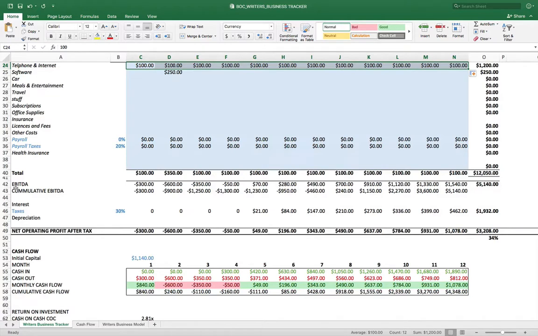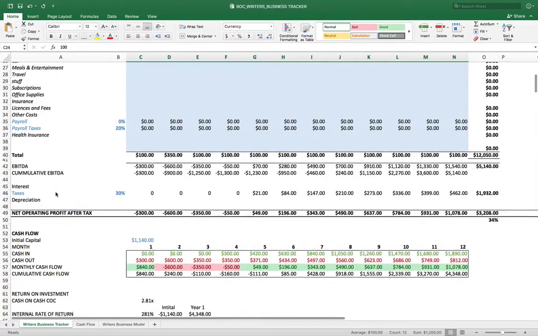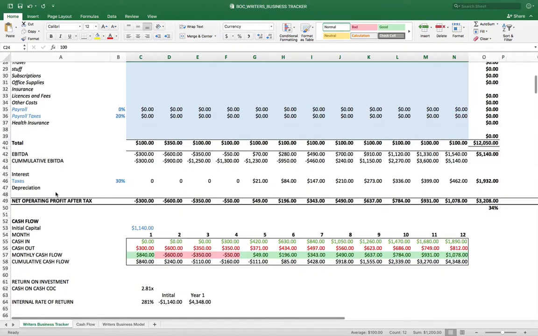So the next thing we get to is what's called EBITDA, which is earnings before interest, taxes, depreciation, and amortization. Well, as we go down through our coursework, you're going to learn what EBITDA is and how it is a way for you to measure the true value of the business you're creating. Right now, pretend like it doesn't exist. We'll get back to it, but it's built into the spreadsheet already.